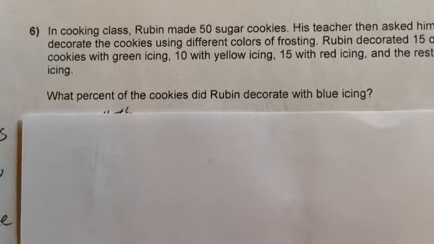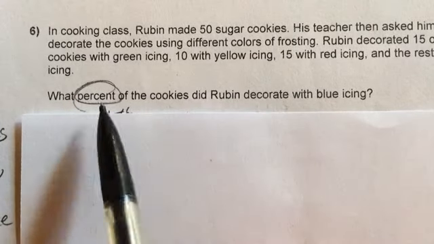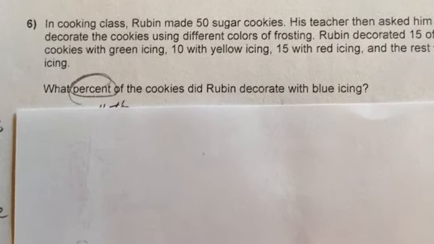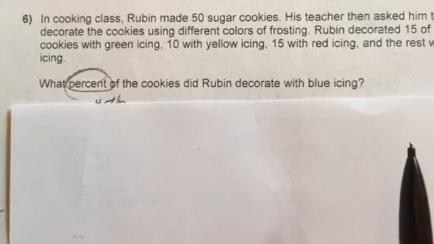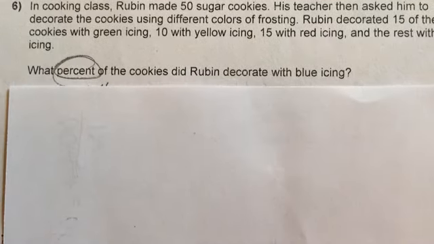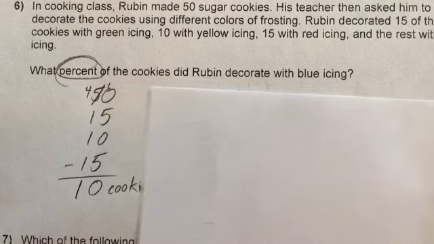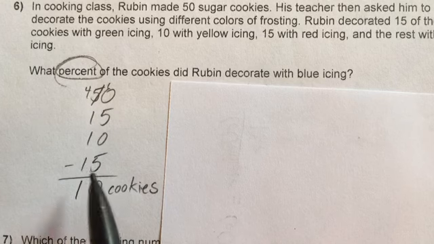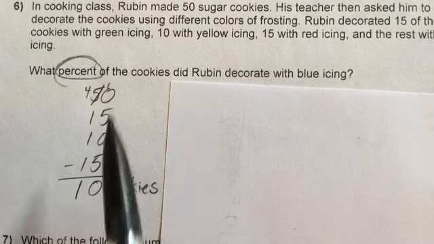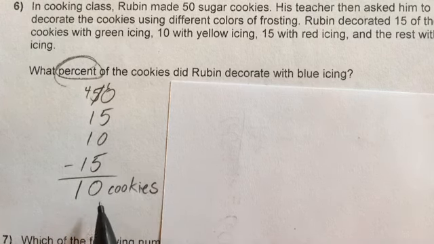This was the most common mistake in this question. A lot of you did your arithmetic correctly, but because you didn't give it to me in a percent, you got the question wrong. So let's see, the arithmetic was easy enough, right? Most of you got that part, right? 50 minus the 15 that are green, minus the 10 that are yellow, minus the 15 that are red. We end up getting 10 cookies that are blue.